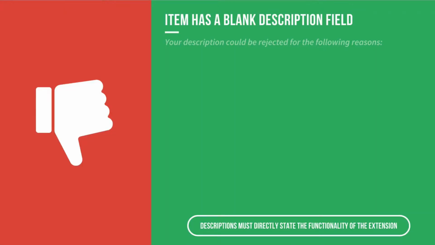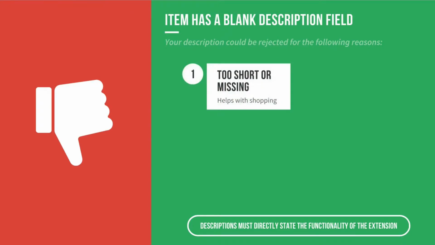Okay, so your item has a blank description field. Your description could be rejected for the following reasons. Your description could be too short or missing. Let's say you just said that my extension helps with shopping, or it's a new tab, and so this does not directly state the functionality of the extension.